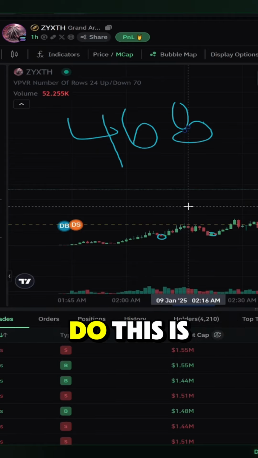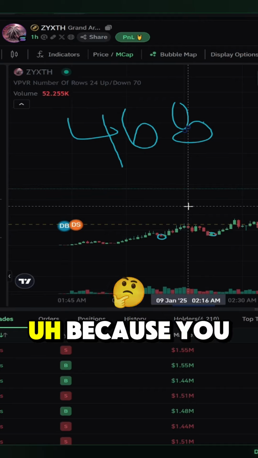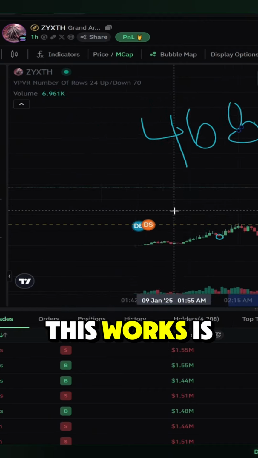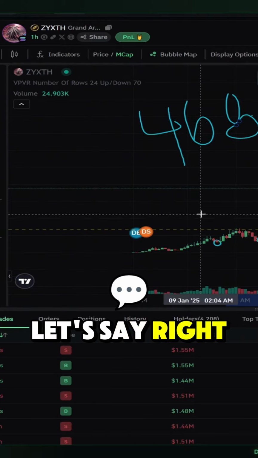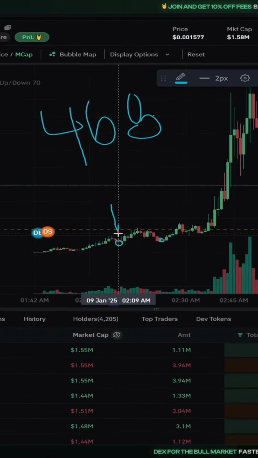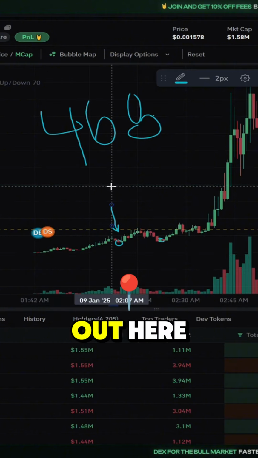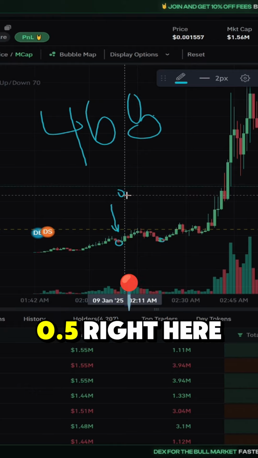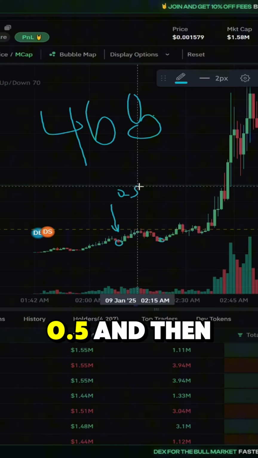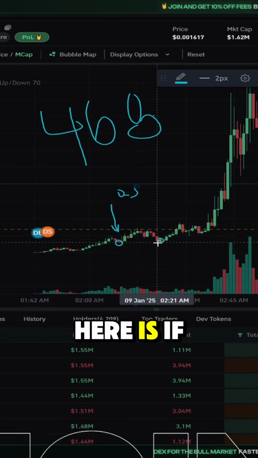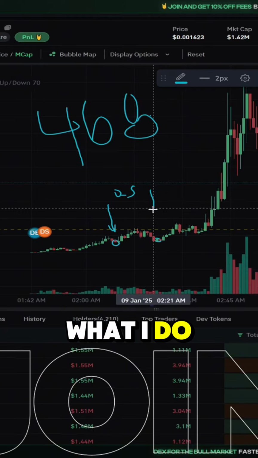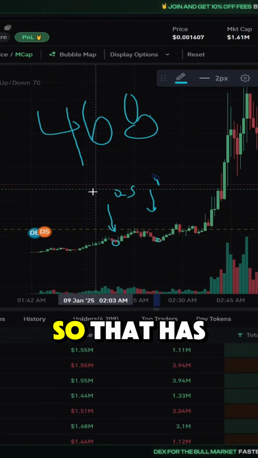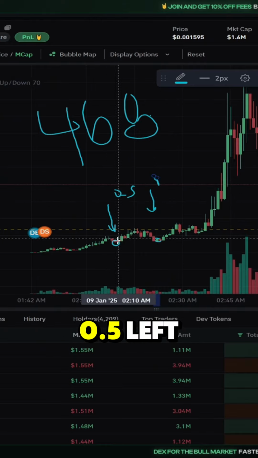And the way I like to do this is I usually do this manually because I trade manually quite often. But the way this works is, let's say right here on this entry point, this is when the coin came out, and I have 2 Solana, right? So what I would do here is I would put 0.5 right here, okay? 0.5. And then if I see another dip, what I do here on this one, I put 1 Solana, okay? So that has me at 1.5, which leaves me 0.5 left.